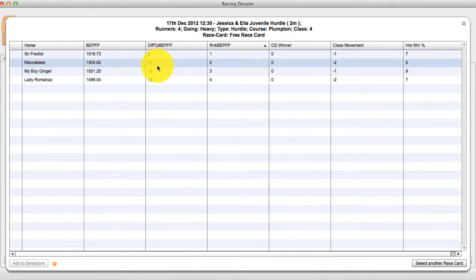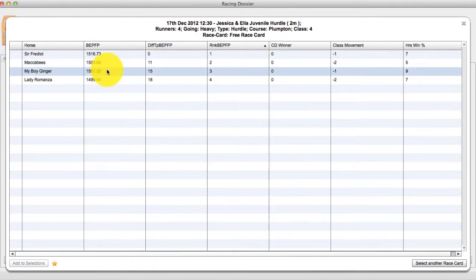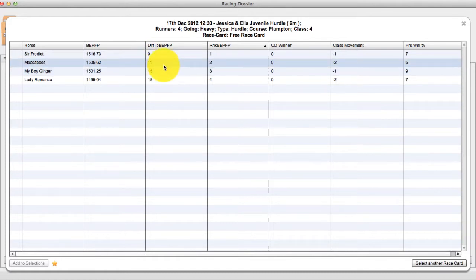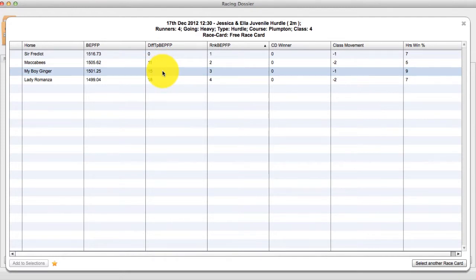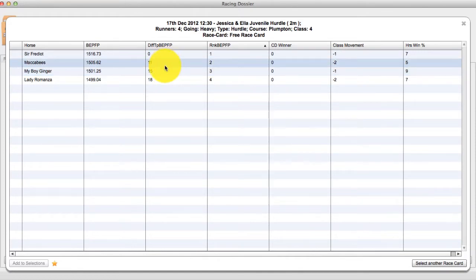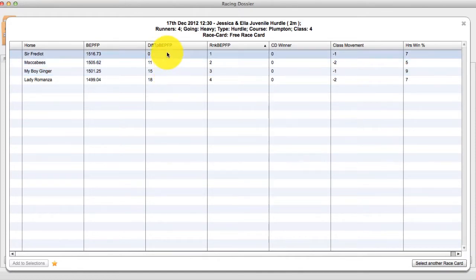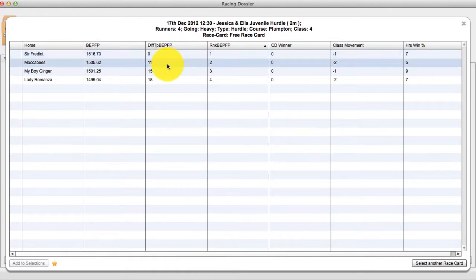Although the difference between the second favourite, My Boy Ginger, and Maccabees here, the DIFTP stands for difference from top, so that tells us immediately that the difference from the top rating, Maccabees has 11, and My Boy Ginger has 15, so there's only a difference of 4 points between them. Whereas between Sir Fredlot and the second top ranked, there's a difference of 11 points, which is obviously significantly bigger.